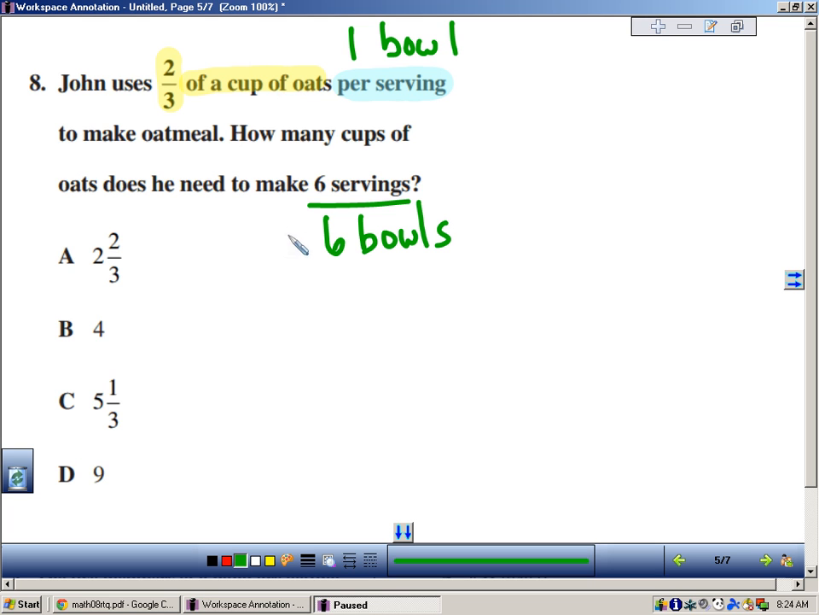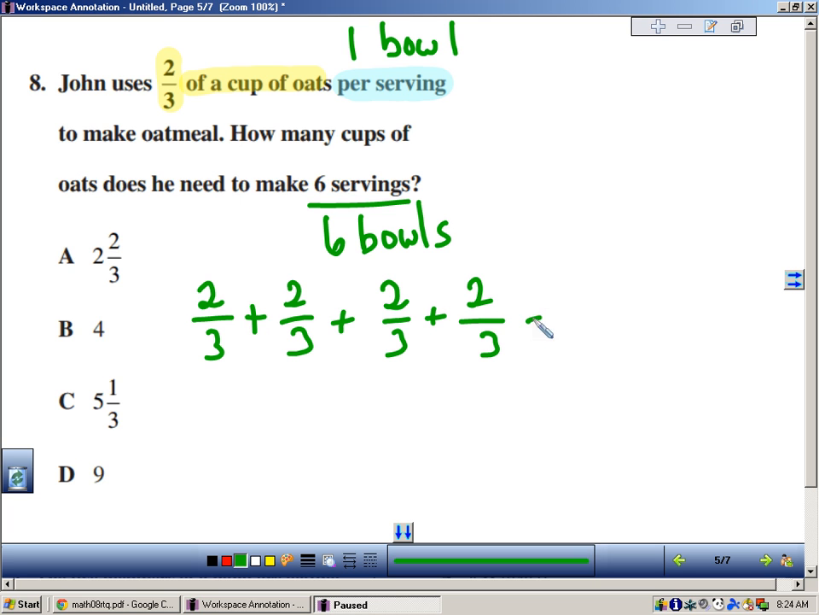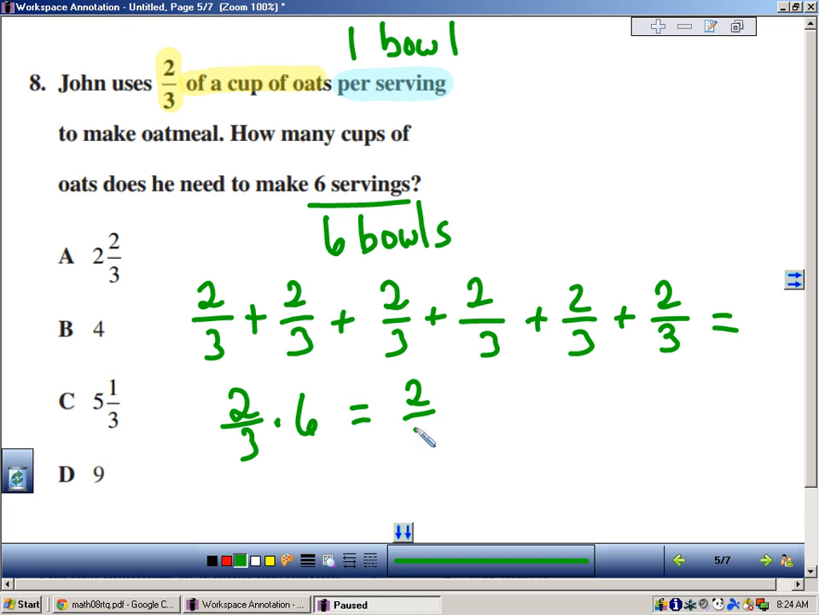Now, you might think that you can add 2/3 6 times. That's also a way. You can take 2/3 and add it 6 times if you'd like, right? Do this 6 times. But I'm going to use a shortcut. Repeated addition is multiplication. So the shortcut would be just 2/3 multiplied by 6, which is 2/3 multiplied by 6/1.